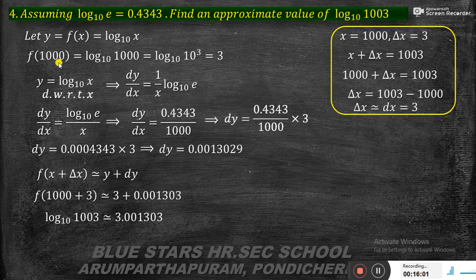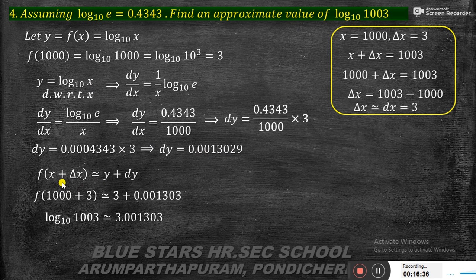So dy equals 0.4343 by 1000 into dx, which is 3. Dividing 0.4343 by 1000 gives 0.0004343, into 3. Therefore dy equals 0.0013029. Now they ask for the approximate value.